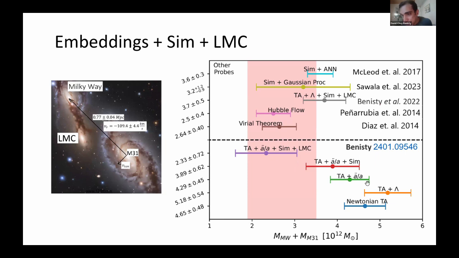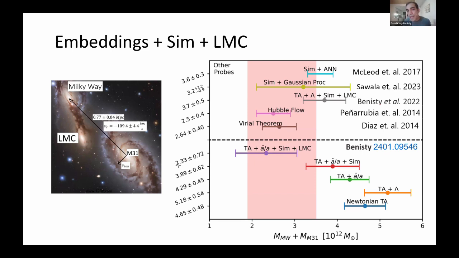But if I'm taking the A double dot over A, as we saw in the full history, it's giving a lower mass. But then when I include the simulation calibration, this is reduced to around 3. Then I'm including also the simulation and also the LMC. I'm getting a new mass estimate from the timing argument, which is usually biased high, of around 2 times 10 to the power 12 solar masses.